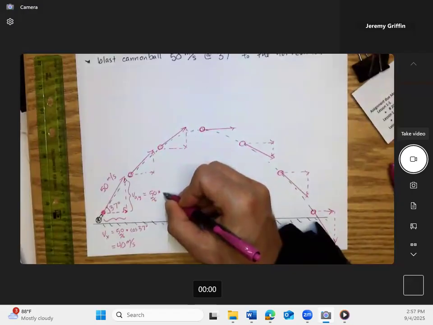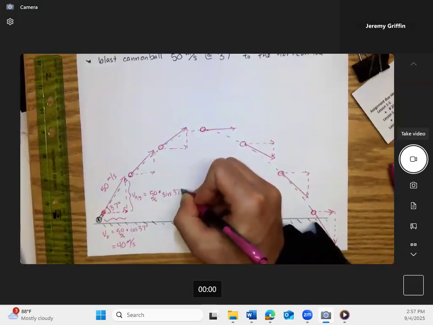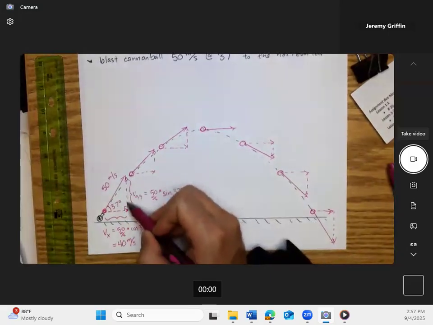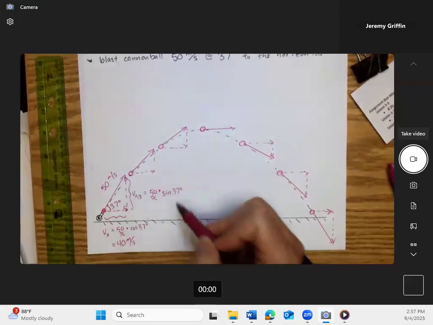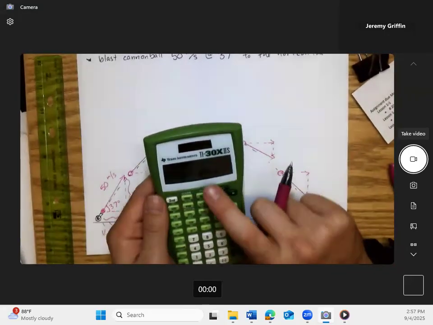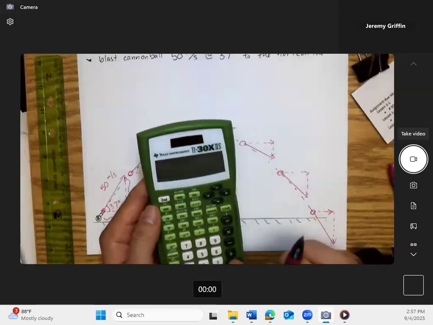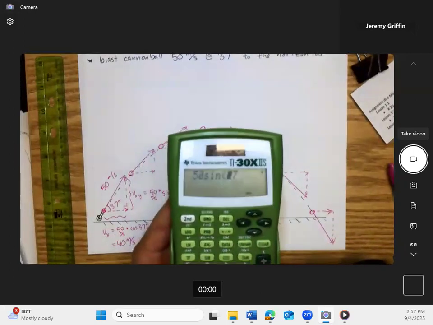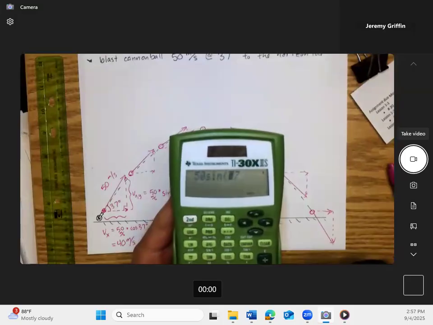Not cosine, but sine of 37 degrees, right? Isn't this leg of the triangle opposite of 37 degrees? That's why I'm bringing in sine. Okay. And if I scroll up, scroll over, and replace this cosine with a sine, right? Oh, before I hit enter, I bet so many of you guys know what it's already going to be.